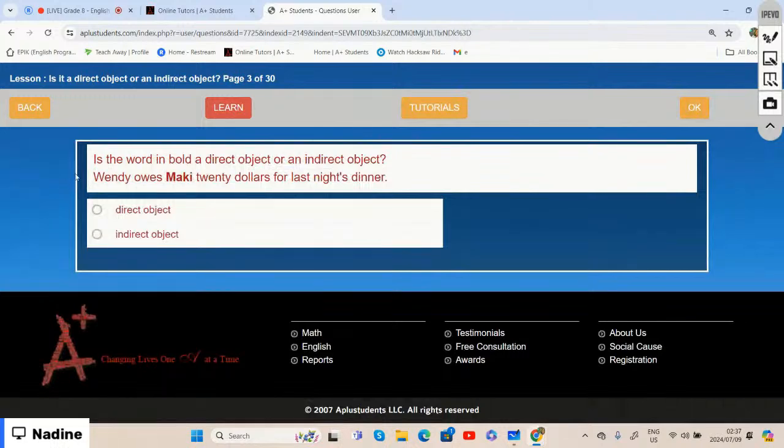All right, we need to say if the word in bold is a direct object or an indirect object. It says Wendy owes Maki $20 for last night's dinner. So Wendy owes Maki $20 for last night's dinner. Is this a direct object or indirect object? Maki.